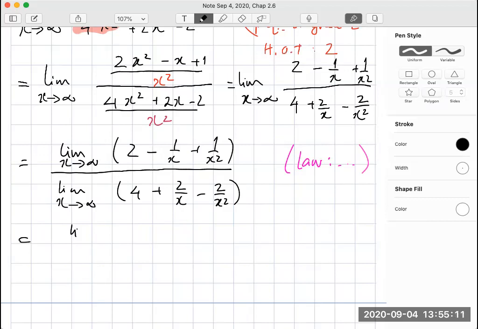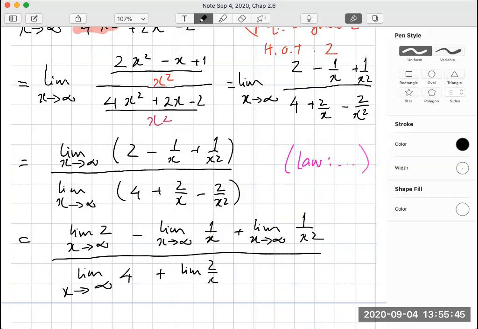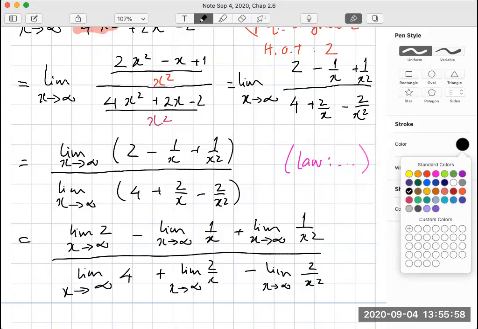Then it will be the limit of 2 when x approaches infinity, minus the limit when x approaches infinity of 1 over x, plus the limit when x approaches infinity of 1 over x squared, divided by the limit when x approaches infinity of 4, plus the limit of 2 over x when x approaches infinity, minus the limit of 2 over x squared when x approaches infinity. And we can write out what the law was. Okay.